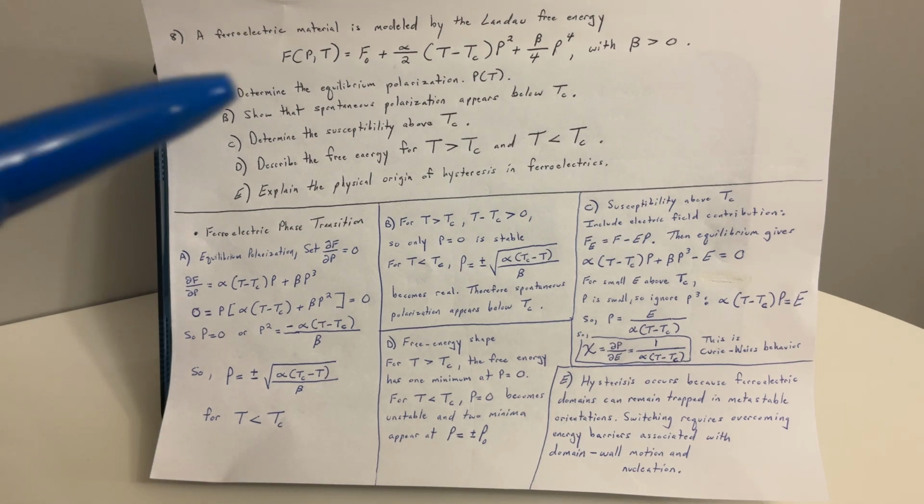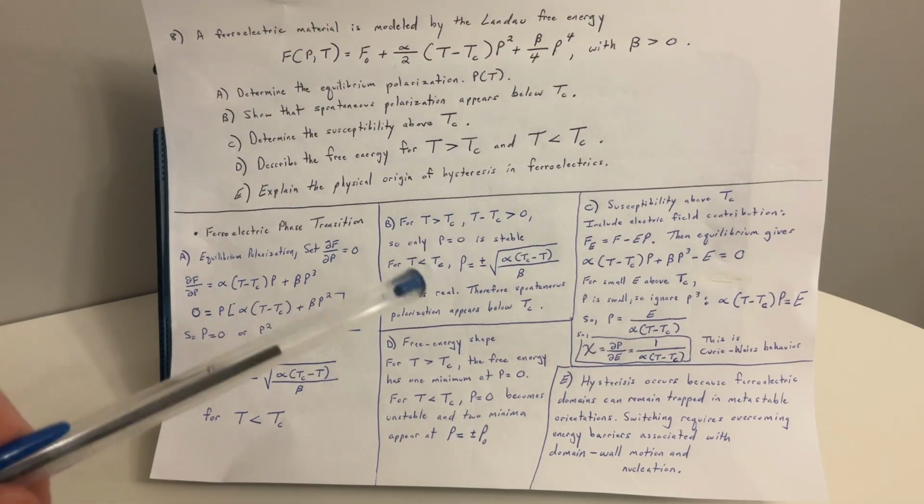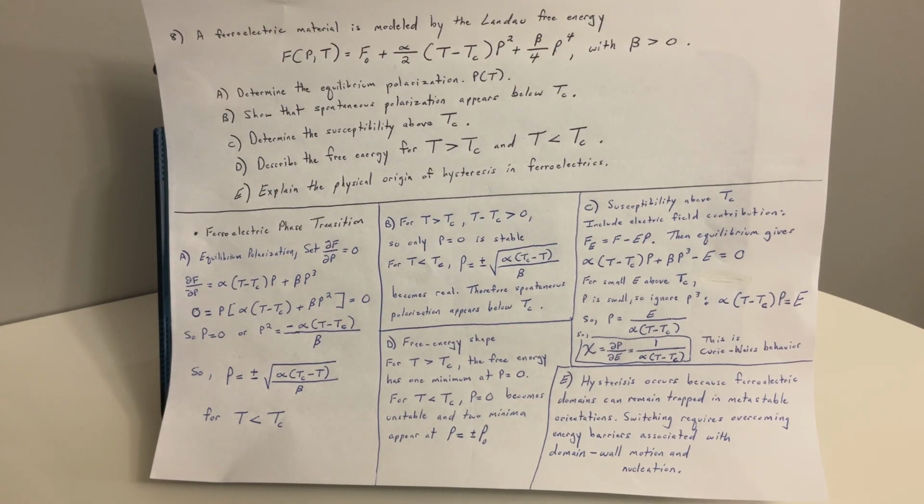Letter B, show that the spontaneous polarization appears below T sub c. For T greater than T sub c, T minus T sub c is greater than 0, so only P equals 0 is stable. For T less than T sub c, P equals plus or minus the square root of alpha times the quantity (T sub c minus T) over beta. It becomes real. Therefore, spontaneous polarization appears below T sub c.